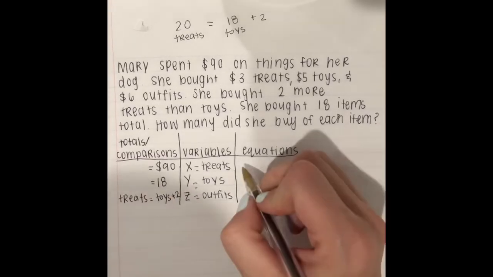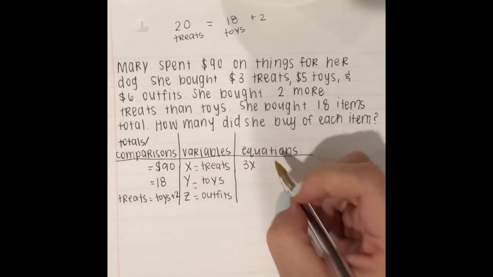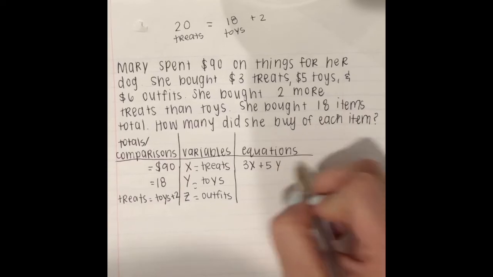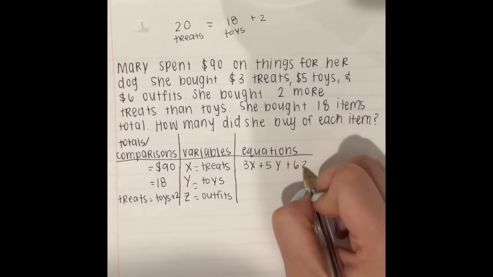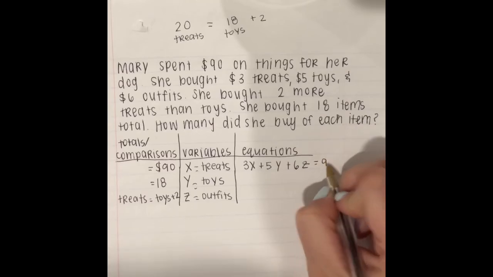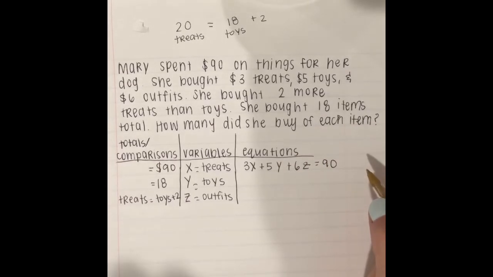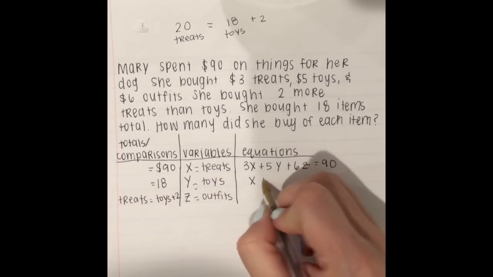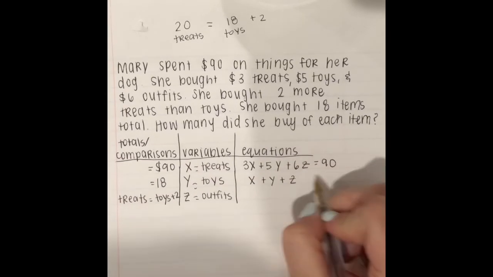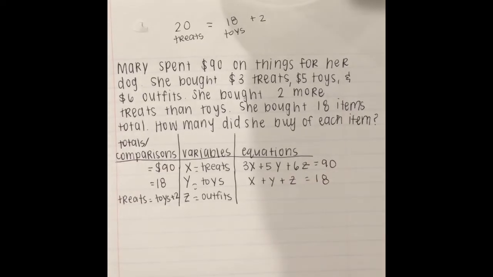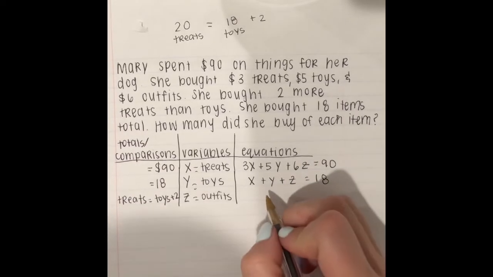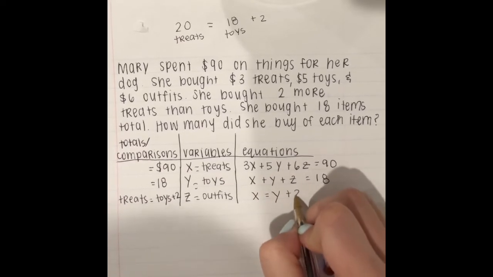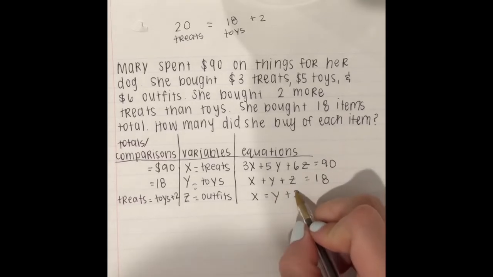To add up to $90, we have $3 times the amount of treats that we purchased. We have $5 times the amount of toys that we purchased. And we have $6 times the amount of outfits that we purchased to total up to $90. And then 18 items in total, so she bought some number of treats plus some number of toys plus some number of outfits to total 18 items. And then we would say treats equals toys plus 2. And that's a 2 and not a Z.